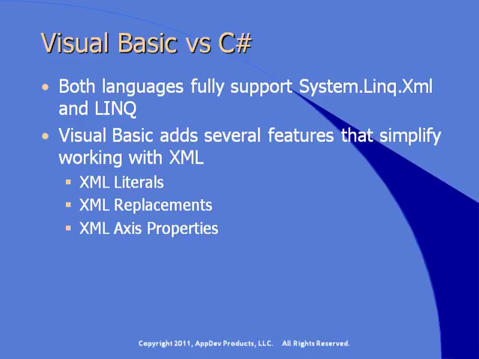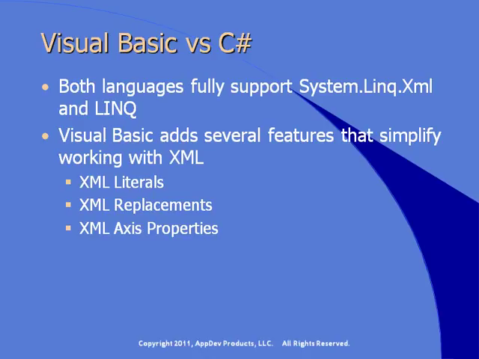VB provides XML access properties. Using a standard syntax, it becomes easy to navigate through XML content, finding ancestors or children or siblings of various nodes in your XML content. With C# you can still do this, you just have to call methods to do the work.